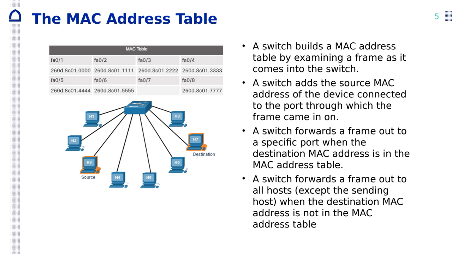If you look there, that's a switch. Do you see this green switch? That's a switch. Do you see these four? These are switches. The switch forwards the frame out to all hosts except the sending host, of course, if the destination MAC address is not there in the MAC table.